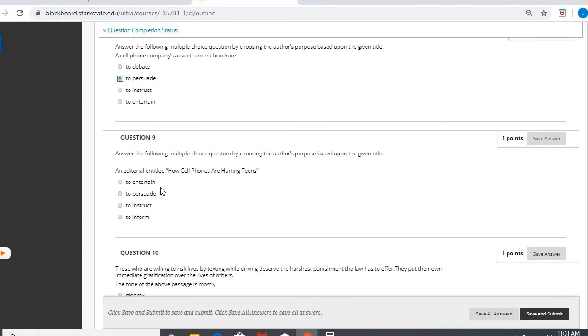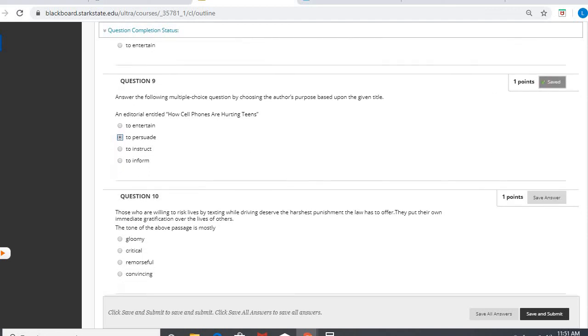Question 9, if we had an editorial saying how cell phones are hurting teens, that's probably, again, not going to be entertaining to us. It's probably going to persuade us to think about, if I have a teen, should I allow them to have a cell phone? Or should I be looking at their cell phone use? So it's convincing or persuading us to believe the way that they do.